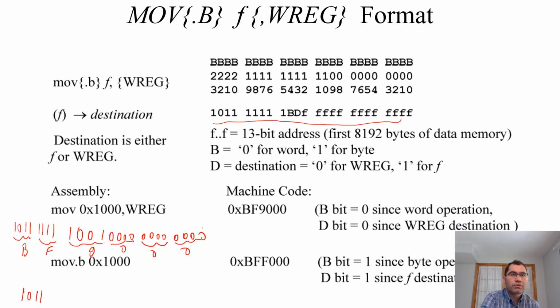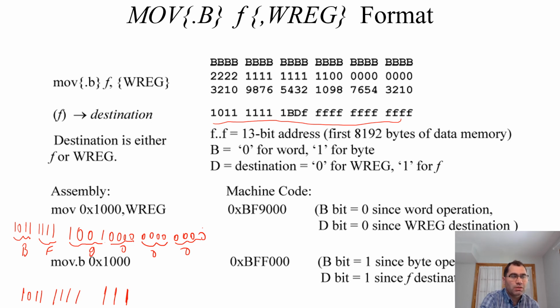So we have 1 1 1 1 here, and then in this case we have another one. This is a byte operation, so it's 1. D is going to be, in this case, because this is copying the content of F to F, so the destination is also 1, right? So it's a 1. Okay, that's one I didn't pay attention to.